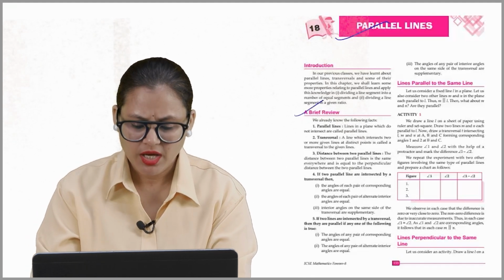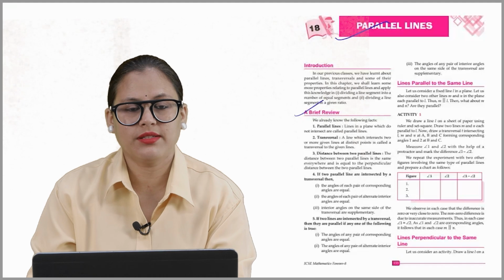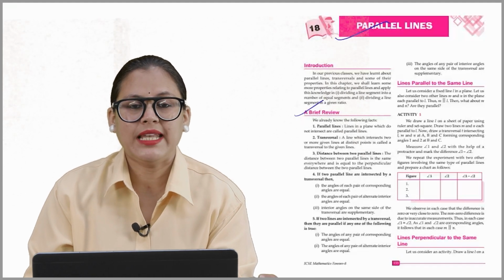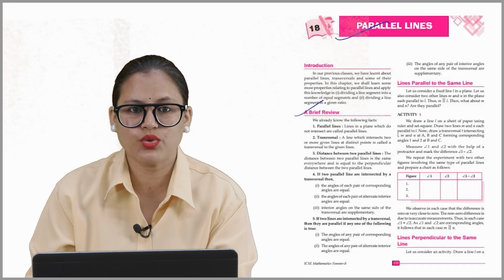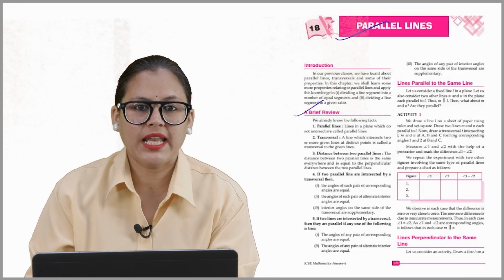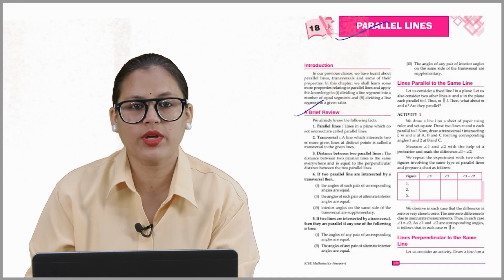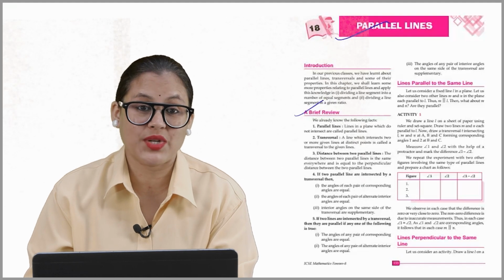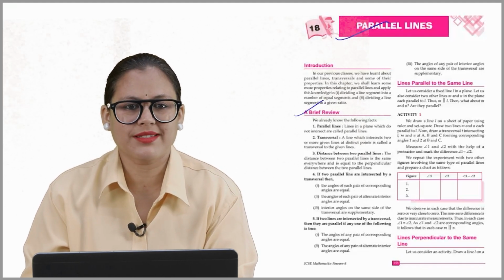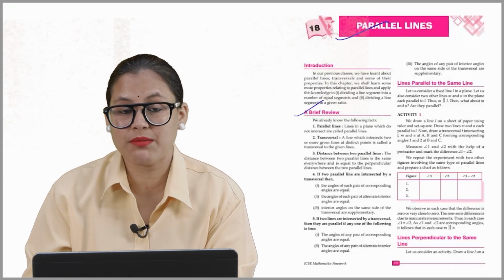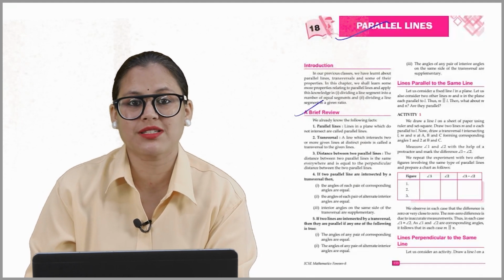A brief review. We already know the following facts. Number 1, parallel lines. Lines in a plane which do not intersect are called parallel lines. 2, transversal. A line which intersects two or more given lines at distinct points is called a transversal to the given lines. 3, distance between two parallel lines. The distance between two parallel lines is the same everywhere and is equal to the perpendicular distance between the two parallel lines.